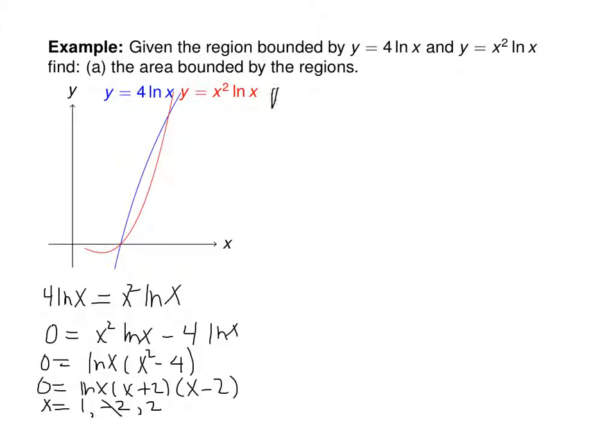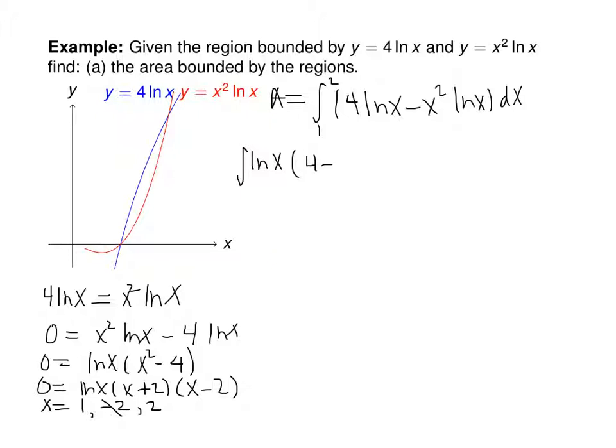And the area between the curves is given by an integral from 1 to 2 of the top minus the bottom. So the upper curve is 4 ln of x minus x squared ln x dx. And let's just antidifferentiate this and then go back and plug the numbers in. So we'll have the integral. Now let's factor out that ln of x. So we'll have ln of x multiplied by 4 minus x squared dx.